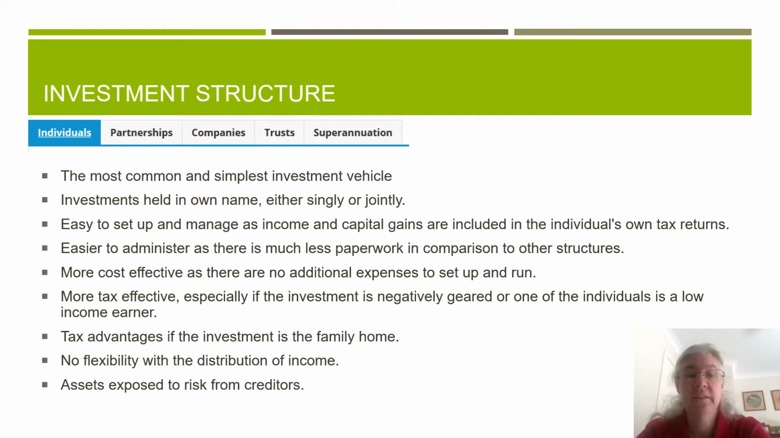Very easy to administer. There's a lot less paperwork compared to the other structures. You've just got to keep track yourself of what you paid at the beginning and keep your paperwork. Very cost effective. There's no extra cost to setting up and running, and quite tax effective, especially if the investment is negatively geared or the owner or one of them is a low income earner.